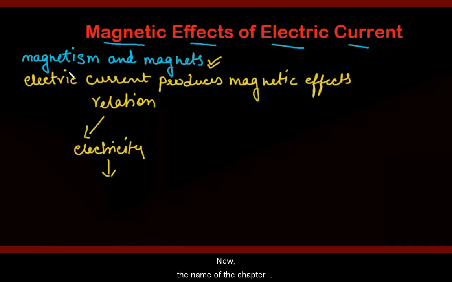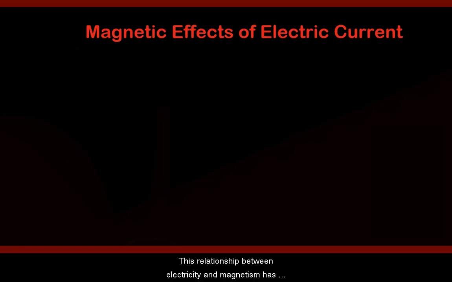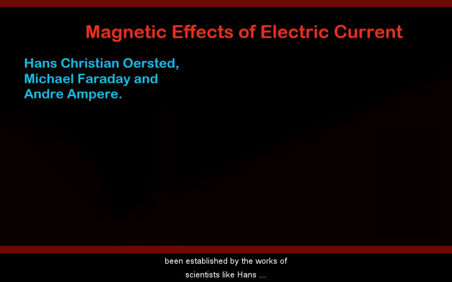Now, the name of the chapter suggests that electric current produces magnetic effects. This indicates that there is a relationship between electricity and magnetism. This relationship between electricity and magnetism has been established by the works of scientists like Hans Christian Ørsted, Michael Faraday, and Andre Ampere.